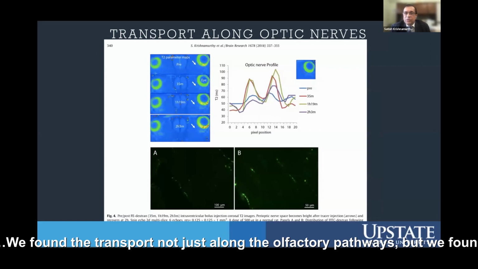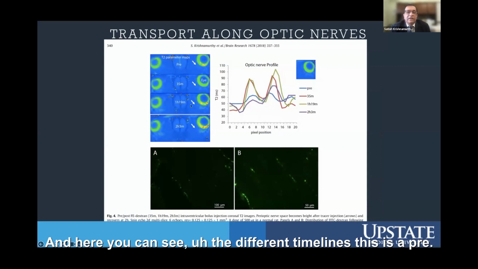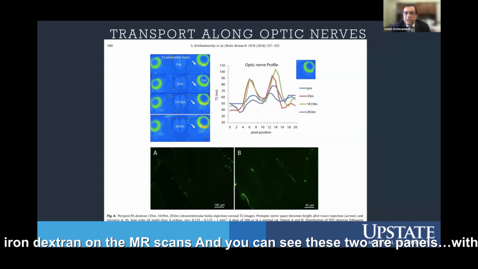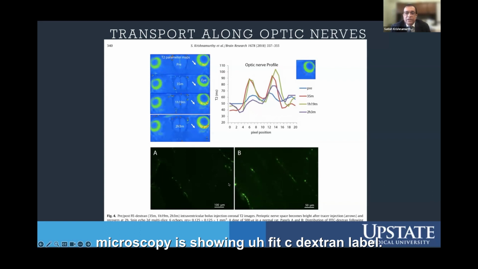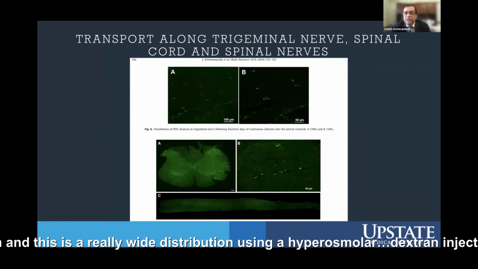We found the transport not just along the olfactory pathways, but we found it getting transported along the optic nerves. And here you can see the different timelines. This is 35 minutes, 1 hour, and 2 hours. And you can see the pickup of the iron dextran on the MR scans. And you can see these 2 panels with microscopy showing FITC dextran label. It's transported along the trigeminal nerve into the spinal cord, into the spinal nerves. And this is a really wide distribution using a hyperosmolar dextran injection.